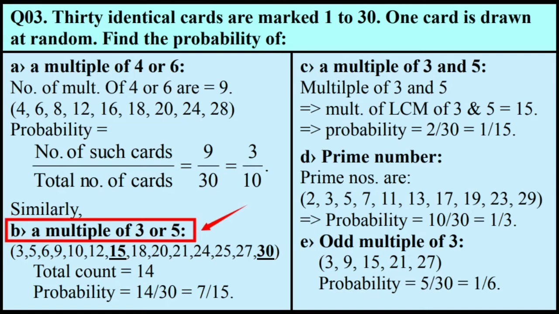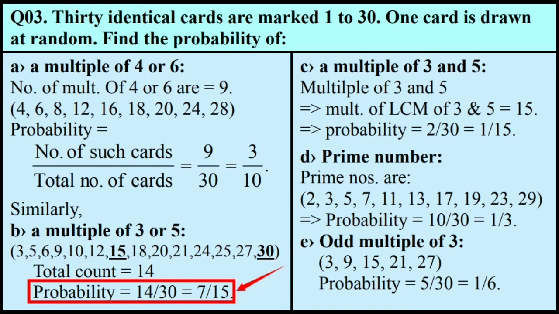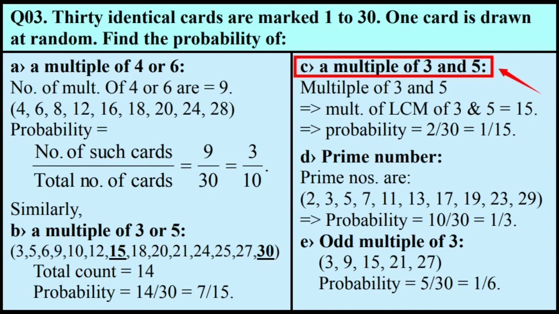Next question, number B. Find the probability of getting a multiple of 3 or 5. Here are the numbers which are multiples of 3 or 5 in the range 1 to 30, and a total of 14 numbers are there. Hence, the probability of getting a multiple of 3 or 5 is 14 by 30, and in simplified form it comes to 7 by 15.